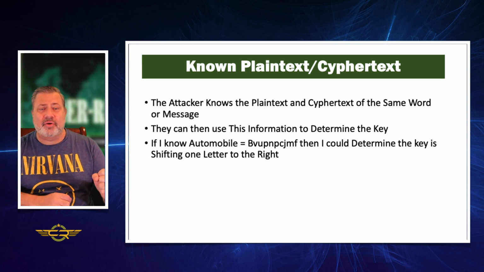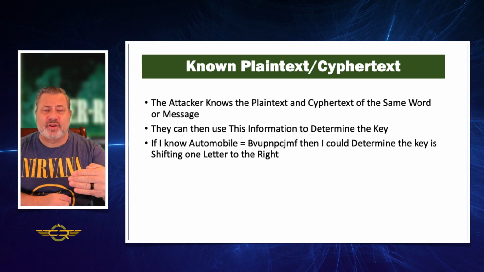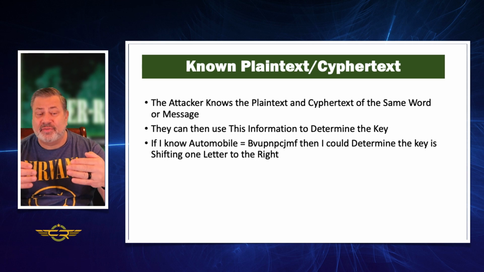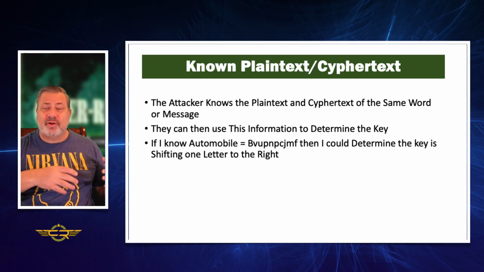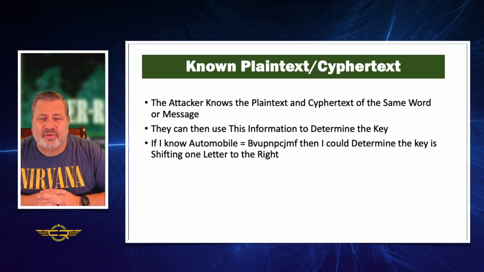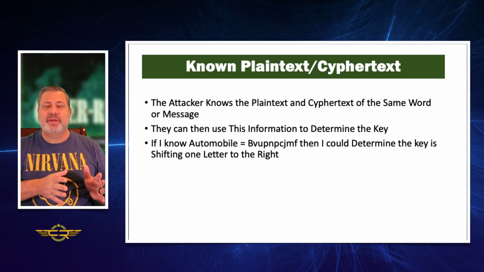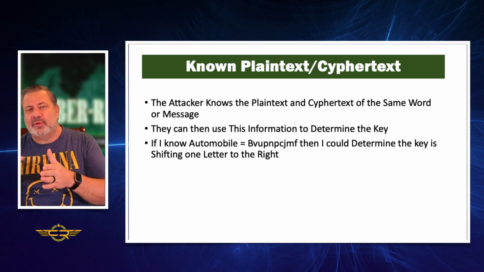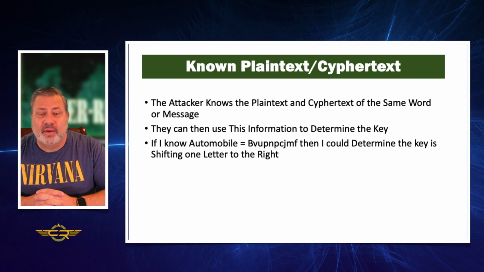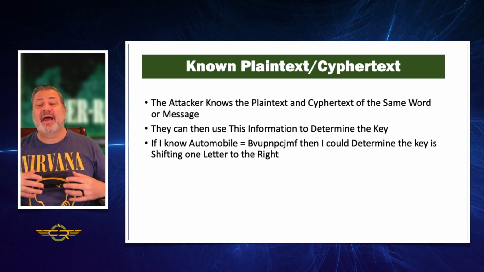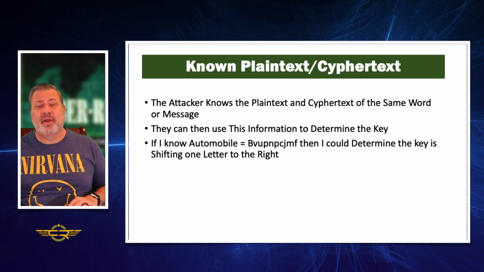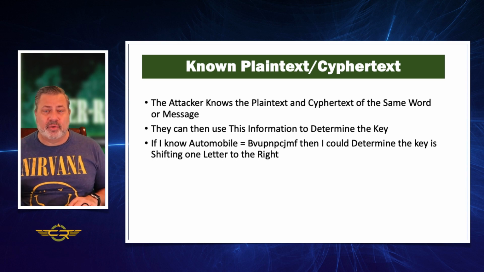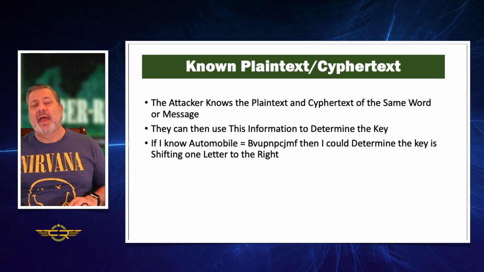So if an attacker knows both the ciphertext and the plaintext of the same word or message, they can use that information to reverse engineer the key. So if we see in the bottom, if I know that automobile equals this scrambled line of text that starts with a B there, then I could determine that the key really is just shifting the letters one space to the right. So A becomes B, U becomes V, and so on.